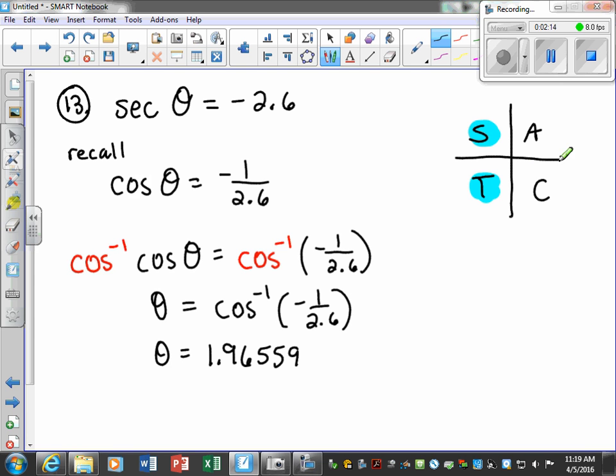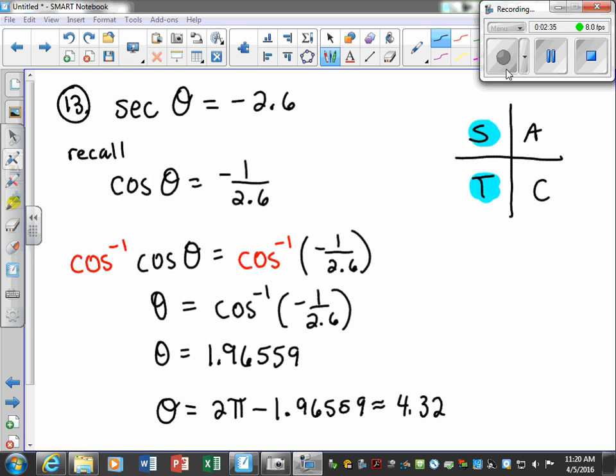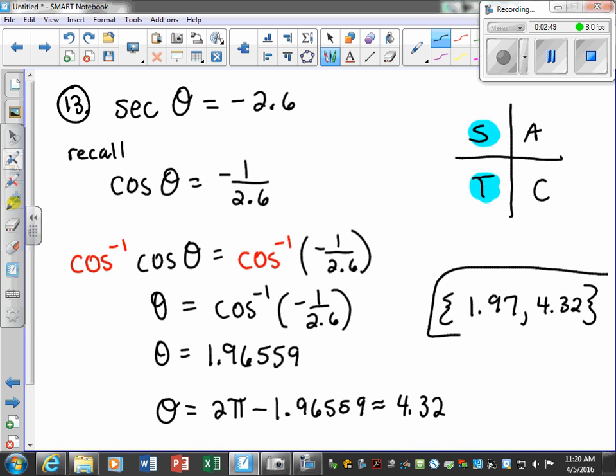Okay, so we'll do that 2 pi minus that to get the other one. So for the theta in quadrant 3, we will take 2 pi and subtract out, which is approximately 4.32. So the two solutions are 1.97, this is rounded to 2 decimal places, and 4.32. Like I said, in my math lab, it may be best to save the rounding to the last step.